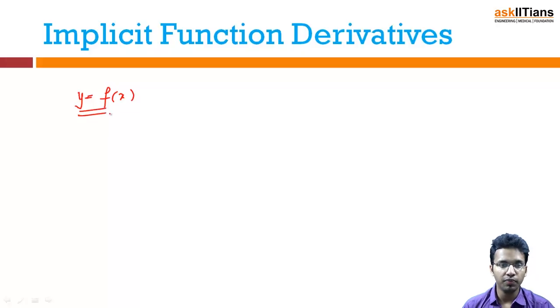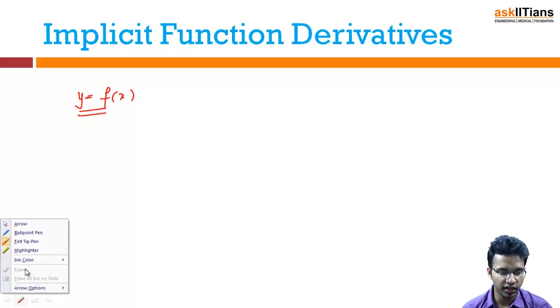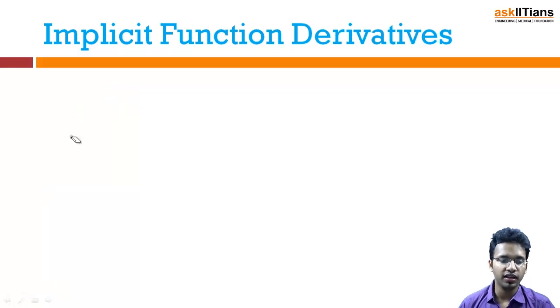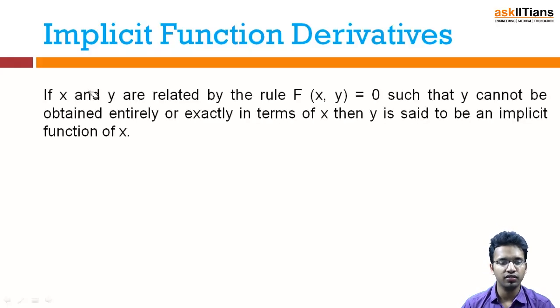Means you can straightforwardly say y is a function of x. Now in implicit functions, what is the case? It's a bit different. You cannot basically segregate x and y. So let's look at a brief description first. If x and y are related by the rule f(x, y), the first change is that it's f of x and y, not f(x) or f(y), because it cannot be separated.